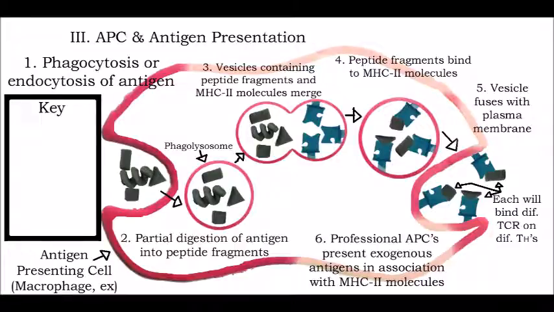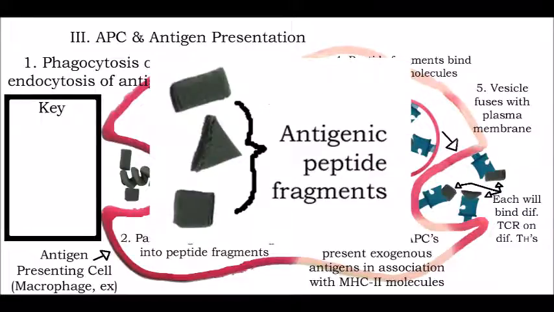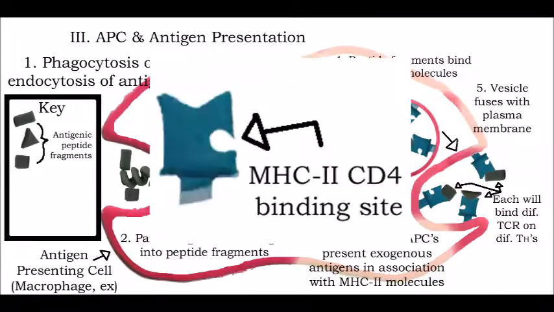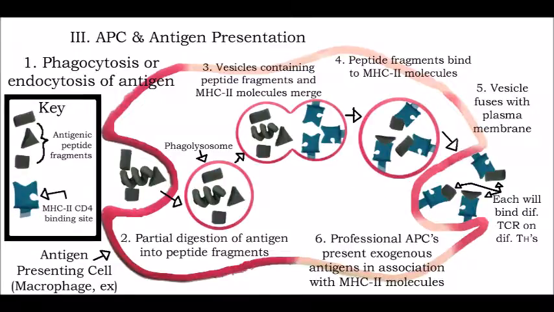In the key, you need to indicate that the square shape, the rectangle shape, and the triangle shape all represent antigenic peptide fragments. You also need to draw the MHC-II molecule again, and then point out the little notch in the side represents the CD4 binding site. And that's it for ARQ number 3.